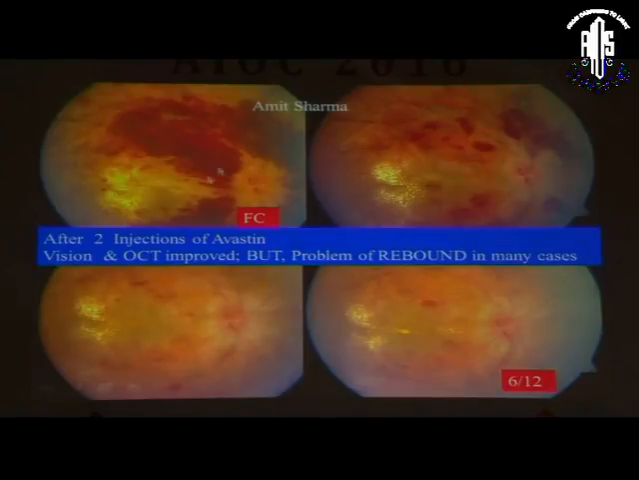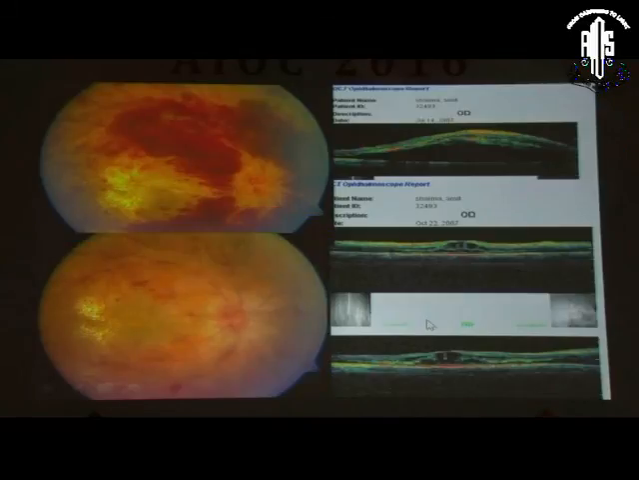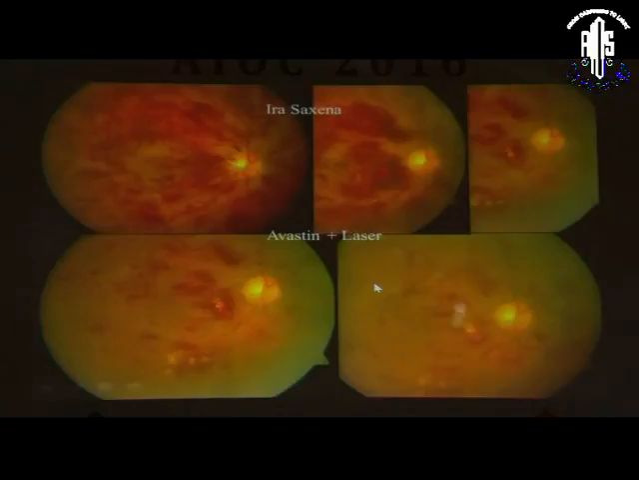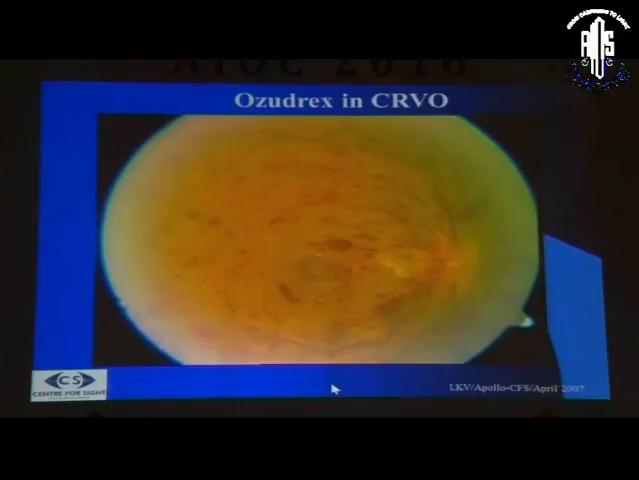I'll just exemplify by showing this couple of patients where we had done this anti-VEGF plus laser, and you see the response here from finger counting to 6/12. The OCT supports the efficacy of this treatment. There's another patient, florid or ischemic kind of CRVO, and after Avastin and laser, how this is behaving.